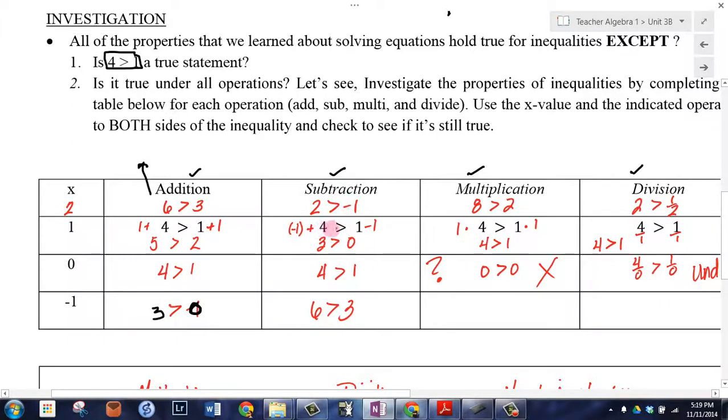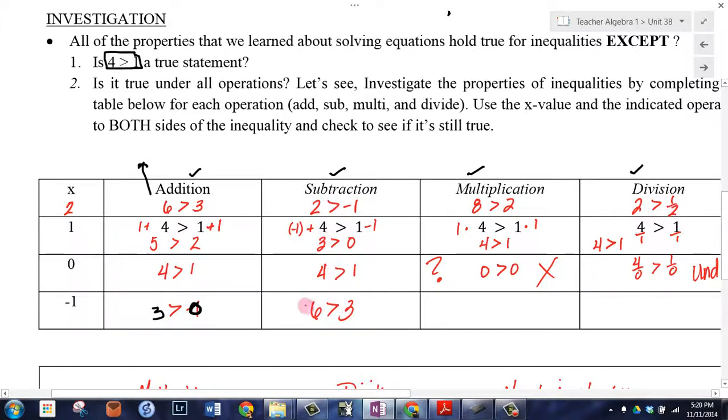So let's take a look at subtraction. Again, 4 greater than 1, that's our true statement. We know that to be true. Now we're going to start subtracting numbers. So 4 plus a negative 1 gives us 3. And 1 minus 1 gives us 0. So again, 3 is greater than 0. That is true. Okay, so let's subtract 0 from both sides. It doesn't do anything. So 4 is still greater than 1.